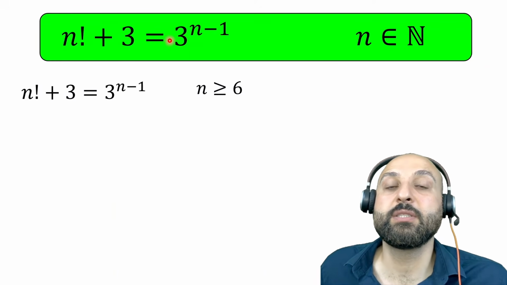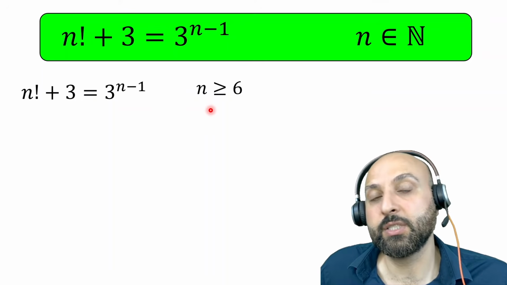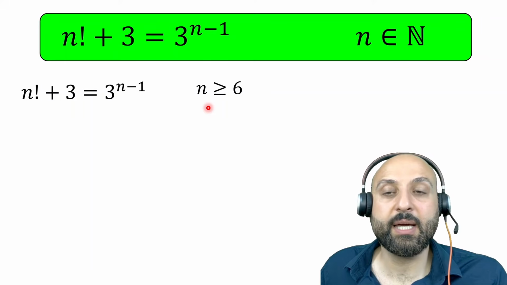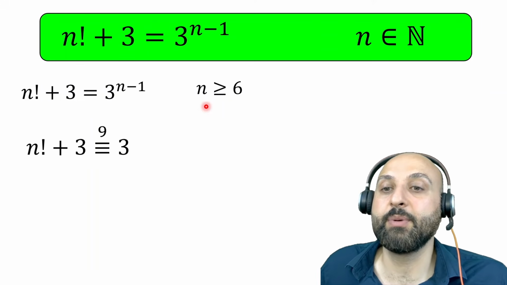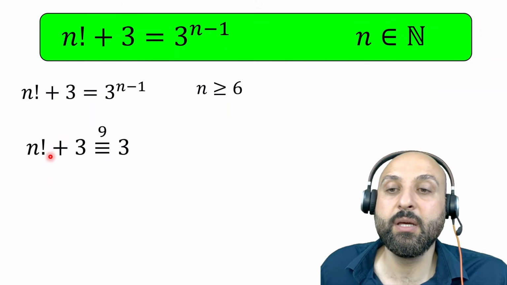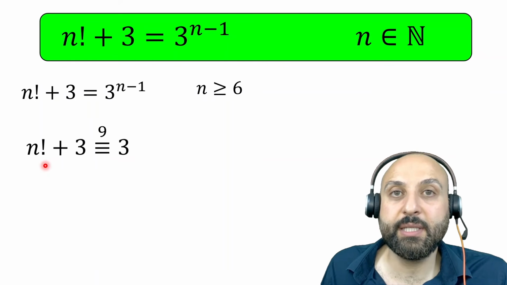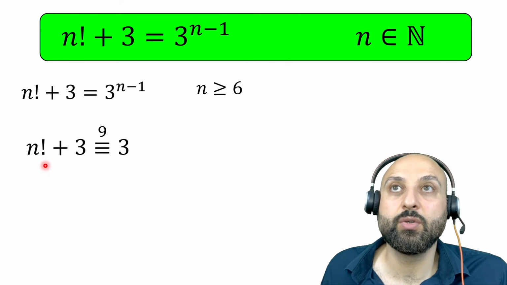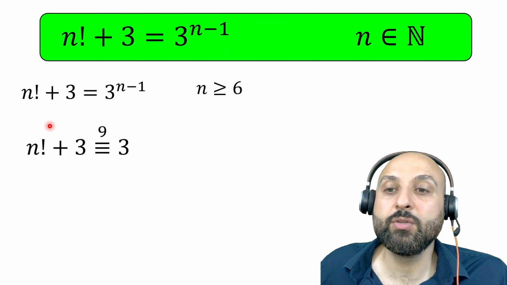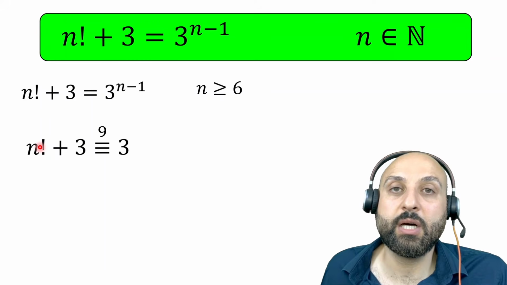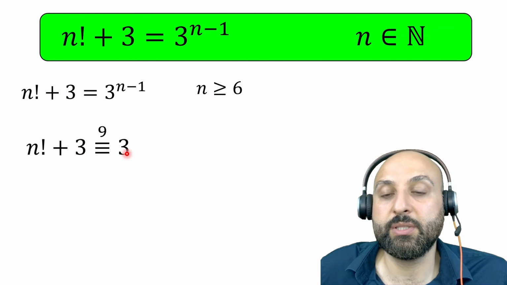We can also show this by another method. So for example, let's say we have this equation, n is equal to or larger than 6. What we can do is calculate the left and right sides modulo 9. If we calculate n factorial plus 3 modulo 9, because n is equal to or larger than 6, n factorial certainly has 3 in it, and certainly it has 6 in it. So 3 multiplied by 6 modulo 9 becomes 0. So n factorial modulo 9 for any n equal to or larger than 6 is 0. And then we have 3 here, so the whole expression modulo 9 will be 3.